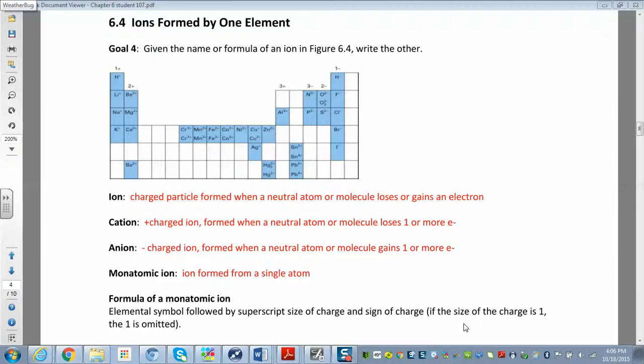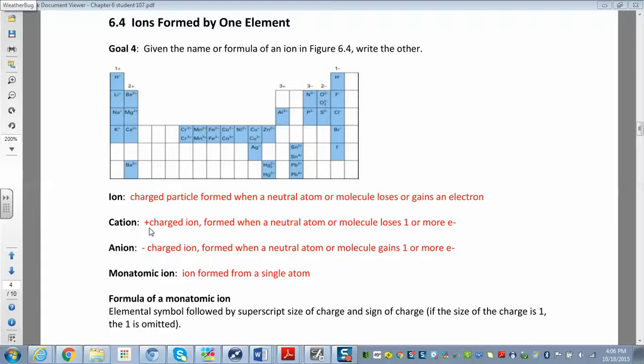Okay, so now we can start talking about ions. So ions formed from one element. These are called monatomic ions. Let's just review what an ion is. Remember from chapter 12, we looked at ions, cations, and anions. An ion is just any charged particle formed when you gain or lose an electron.